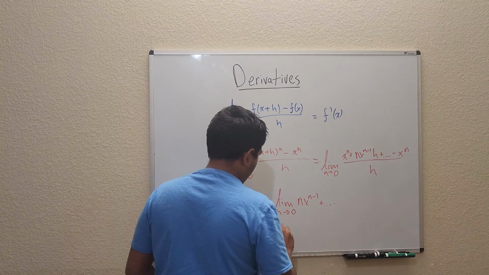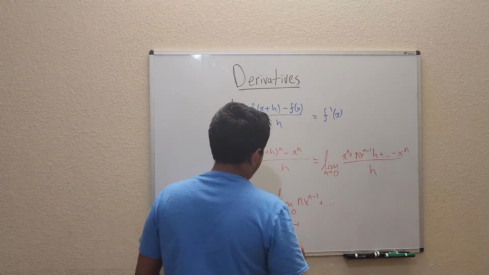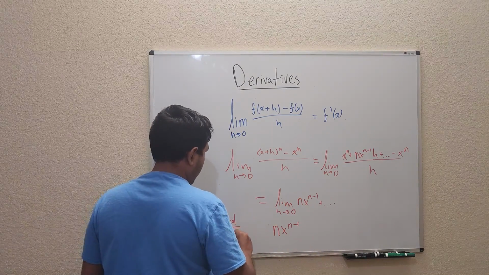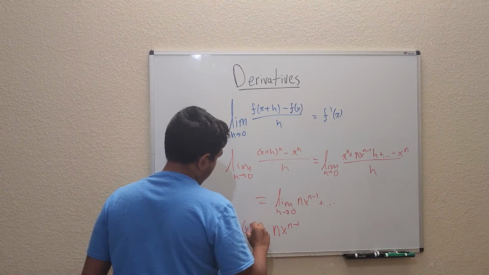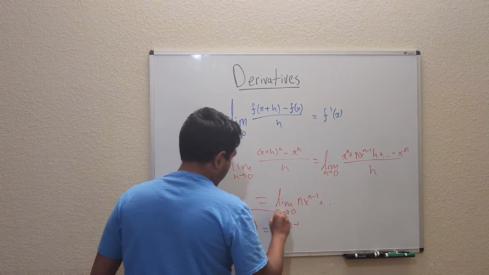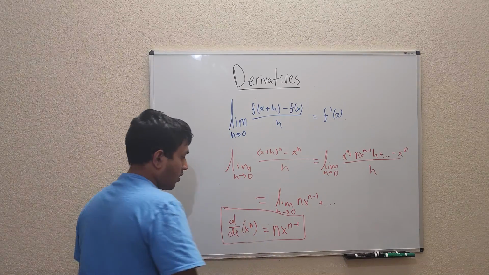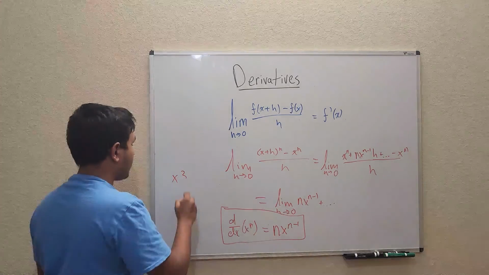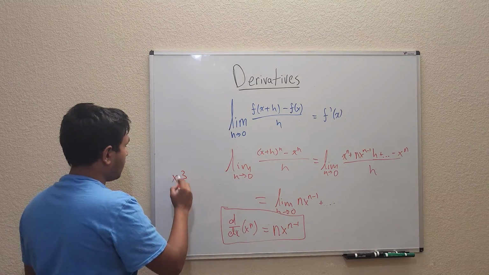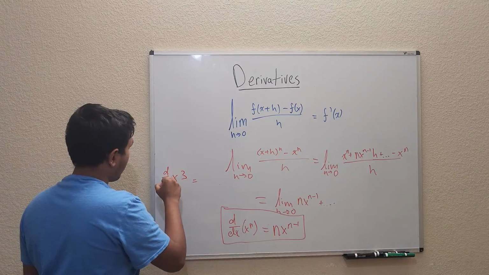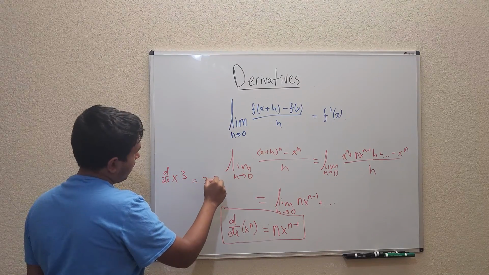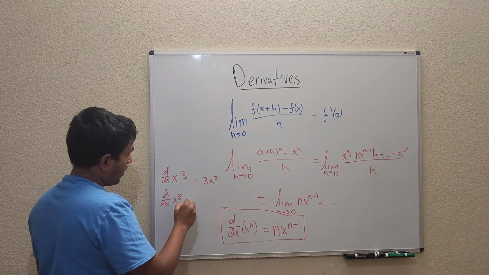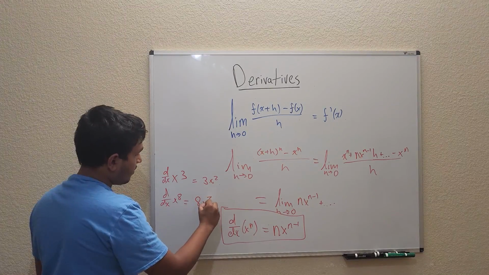So the final result is n times x to the n minus 1. And this is the power rule. So let's write it out. d by dx of x to the n is equal to n times x to the n minus 1. Okay? So that's the power rule. So now, if you're taking the derivative of something like x cubed, you just take the 3 to the front and reduce the power by 1, and you get 3x squared. If you're taking the derivative of x to the 8th, you get 8x to the 7th.